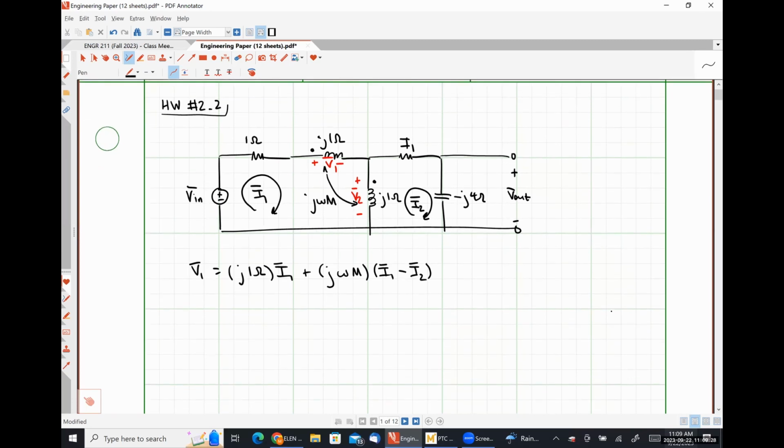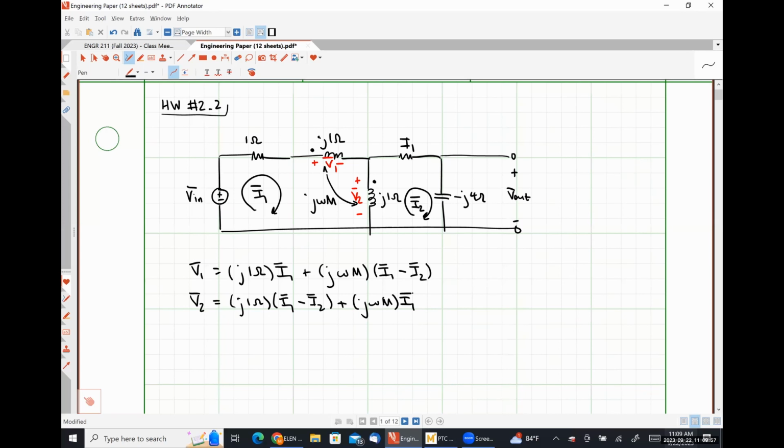All right, for V2, we should have J1 ohms times I1 minus I2 plus J omega M times I1, right? That look okay? All right.